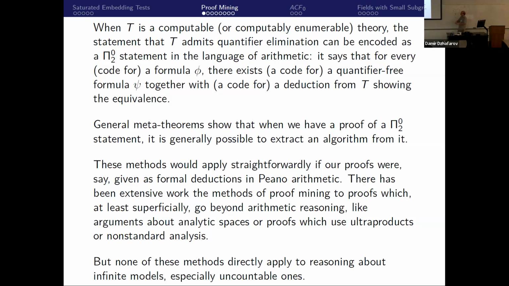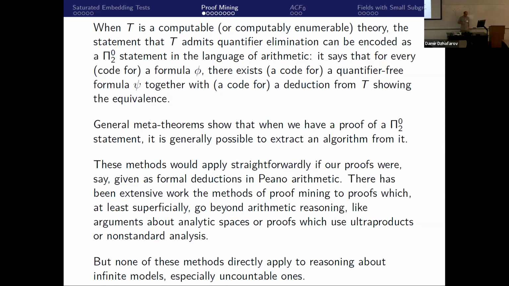And so one of the central goals of proof mining is to take these metatheorems and figure out how to apply them in practice to mathematics as it's actually done, which means ordinary mathematics goes beyond reasoning that you can state in the language of arithmetic. So there's been a lot of work extending these results to things like results in analysis, where you have to talk about analytic spaces and figure out how to make sense of those. There's been a bunch of work by me and others on how you take proofs that use ultraproducts or non-standard analysis and extract algorithms from those.